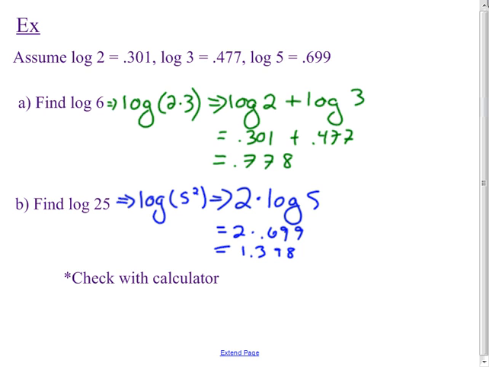Now, grab your calculator out. Find your log key. Type log 6. Enter. You should be really close to 0.778. Then do log of 25. Enter. You should be really close to 1.398. So our calculator can do these because they are base 10. If it wasn't base 10, you couldn't do these.